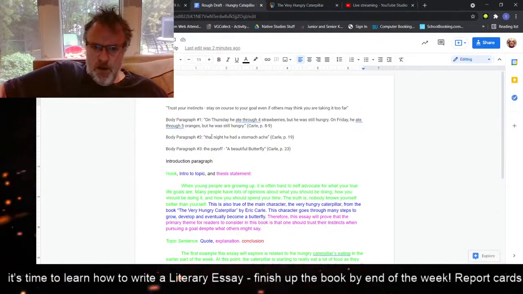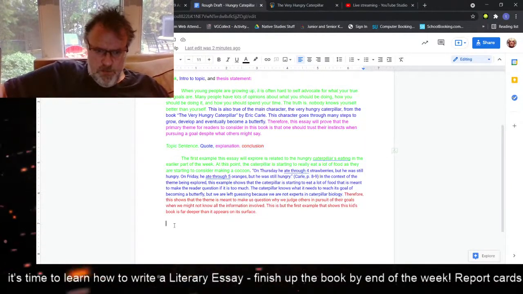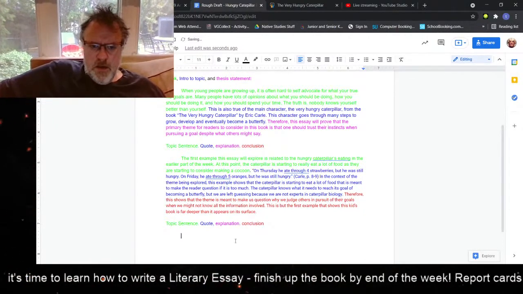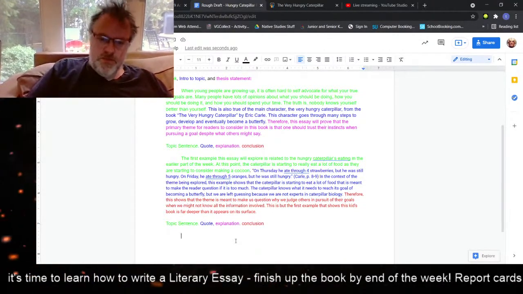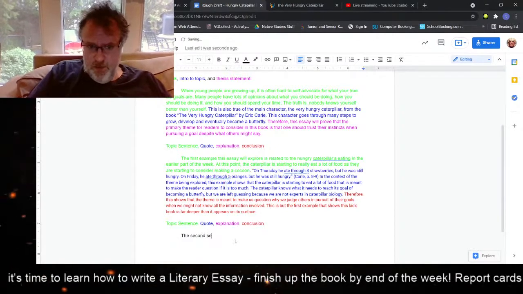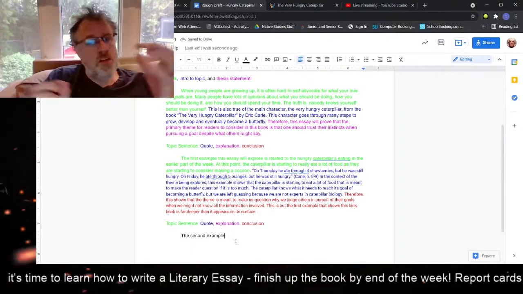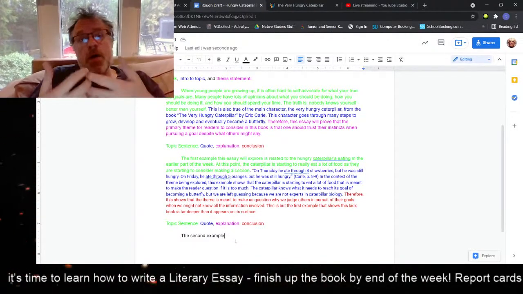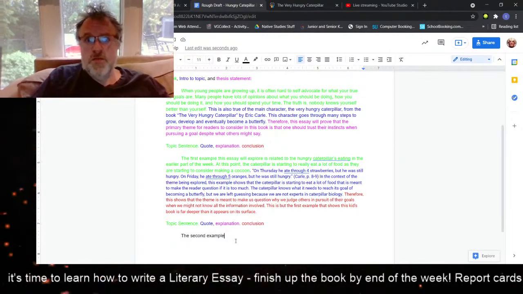Okay, second body paragraph. That night he had a stomach ache, okay? So that is what we're going to work on. I'm just going to put my color code here again, okay? Sorry that green is like super hard on the eyes. So, again, topic sentence. The second example, as you can see, we're going real functional at this point. If you want to use topic sentences that are a little bit more complex, a little bit more variety, please feel free. But I'm putting this as the first attempt, real straightforward kind of approach.